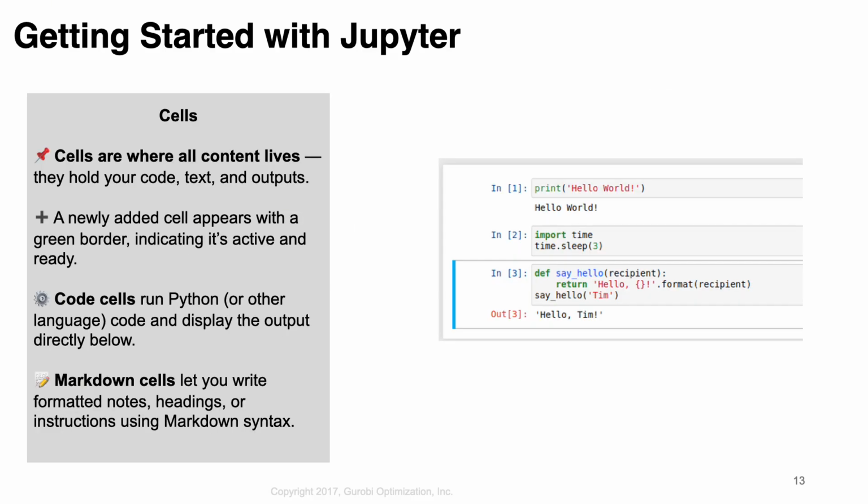When you are working in a notebook, you will notice that everything lives inside these cells. When you add a new cell, it appears with a green border. This is an important visual cue. It tells you that the cell is active and ready for your input. As we progress, we will use two different types of cells. Code cells are for your Python commands and your Gurobi model instructions. Markdown cells, on the other hand, are for your documentation. They allow you to write formatted notes, add headings, or explain the logic behind your constraints using simple text syntax. This combination turns your code from a cryptic script into a professional readable report.